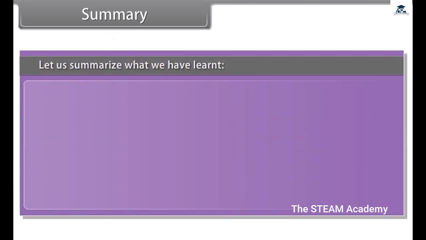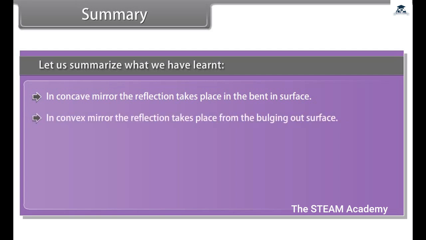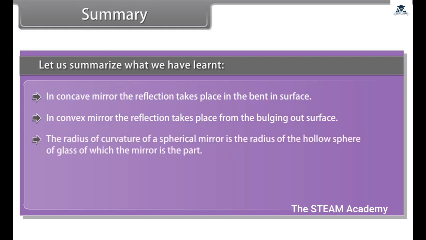Summary. Let us summarize what we have learned. In concave mirror, the reflection takes place in the bent-in surface. In convex mirror, the reflection takes place from the bulging out surface. The radius of curvature of a spherical mirror is the radius of the hollow sphere of glass of which the mirror is the part.